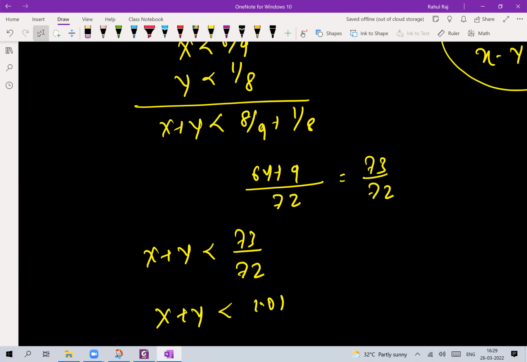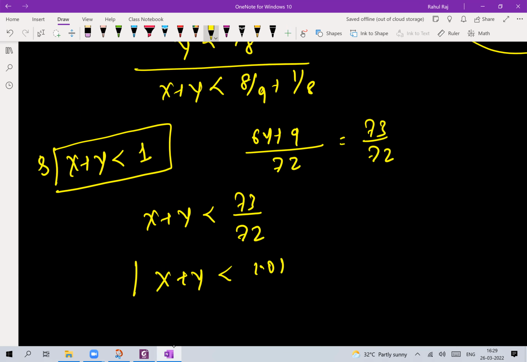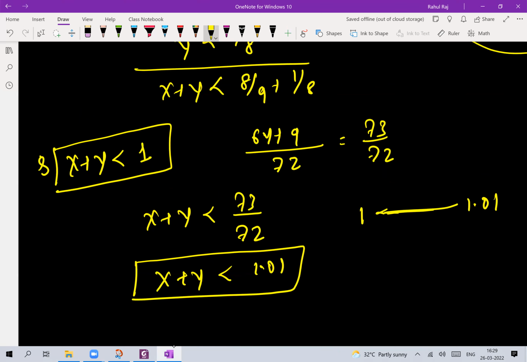Now, what was your question? Is x plus y less than 1? And after combining, what I've got is x plus y is less than 1.01. But guys, please understand, between 1 and 1.01, don't you feel there are humongous values? There are a lot of values. There are thousands of values over here.